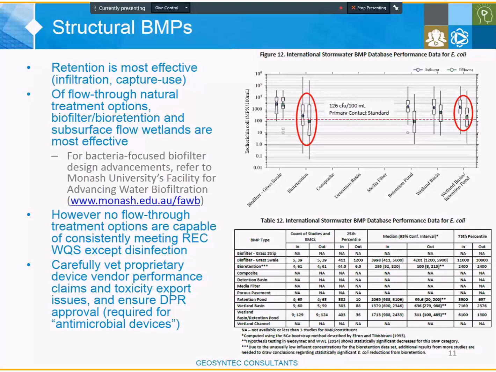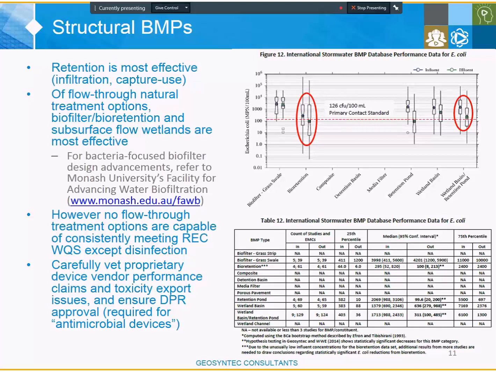I'd also note, because we get a lot of questions about proprietary devices, that it's key that you vet the proprietary device vendor performance claims. I've seen performance claims exaggerated because the test conditions are in a laboratory using synthetic stormwater, not real stormwater. And so there are a lot of real-world conditions that are missed in that work. And I've also seen toxicity export concerns. So you really have to look for independent field studies to vet those two issues.